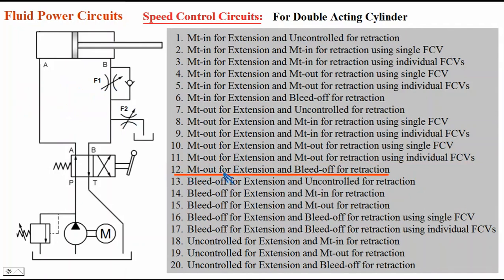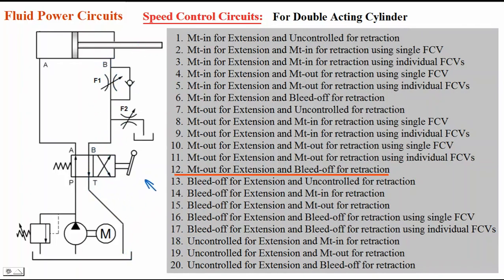This one is meter out for extension and bleed off for retraction. In this first position, oil is flowing from P to A, B to T. Oil is flowing to the A port of the cylinder, and oil which is coming out of the cylinder is flowing through the flow control valve. So that's why it is meter out for extension. Oil coming out of the cylinder during extension flows through the flow control valve and goes to tank.